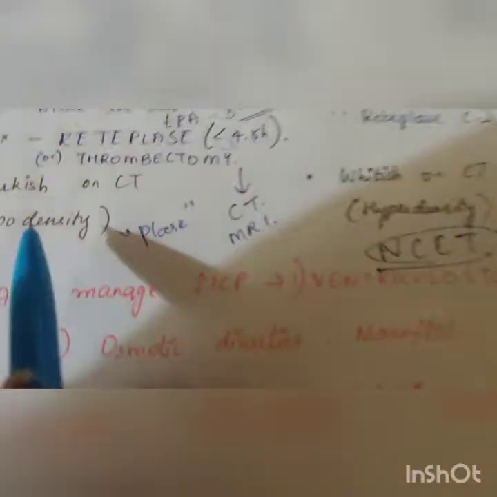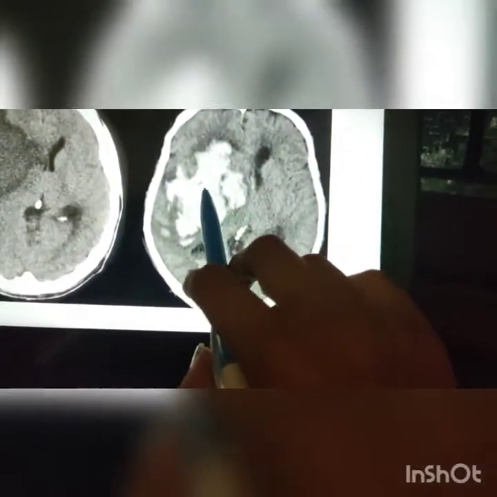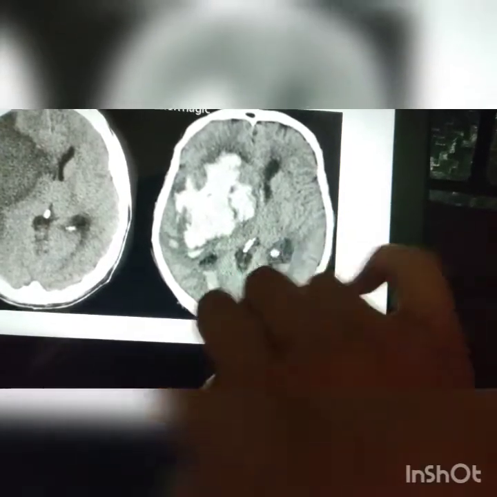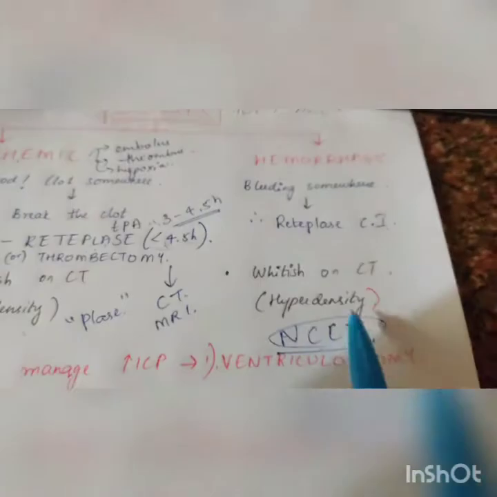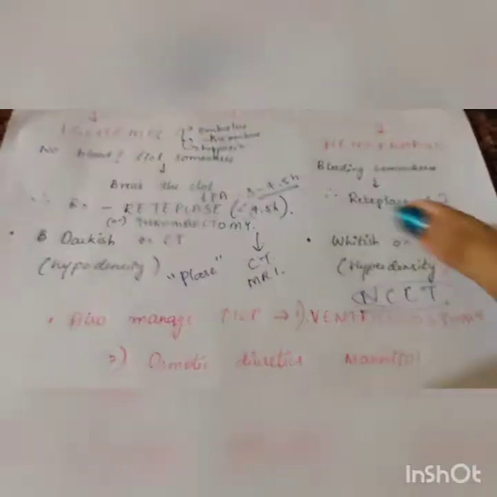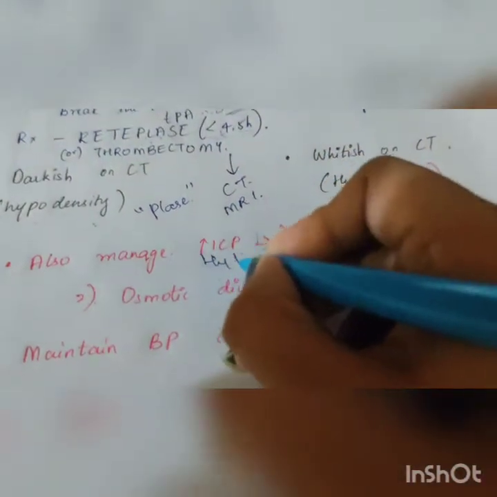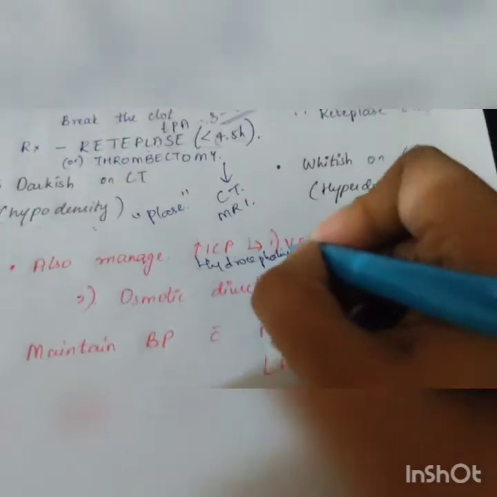It is called hypodensity, whereas this is called hyperdensity. Since there is a lot of blood here, this is going to be lighter in color as compared to the usual other parts of the brain. So this is called hyperdensity. First confirm this is an ischemic stroke and then proceed to the treatment, that is reteplase. And in hemorrhagic stroke, reteplase is strictly contraindicated. And then you can manage the other conditions. Since in any stroke, be it ischemic or hemorrhagic, you are going to have increased intracranial pressure, hydrocephalus, and increased intracranial pressure. So you have to manage this pressure.